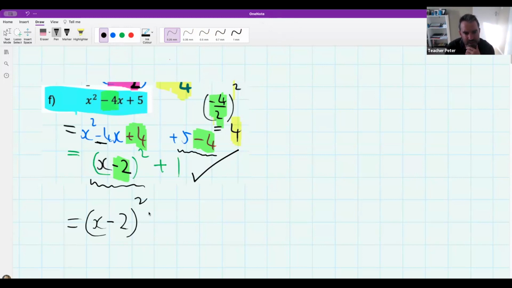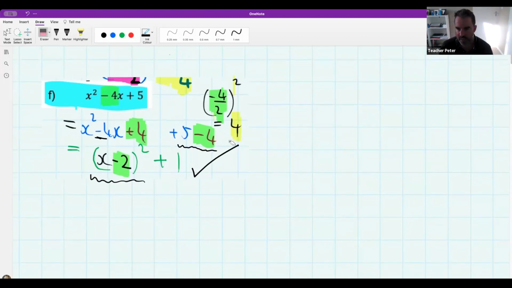So give me a thumbs up if you feel like you understand the general process for completing the square, or if there are any questions, now is a good time to ask about the process of completing the square. That was the main goal of the last lesson. Students sometimes find it a bit mystifying, but it's just a process.